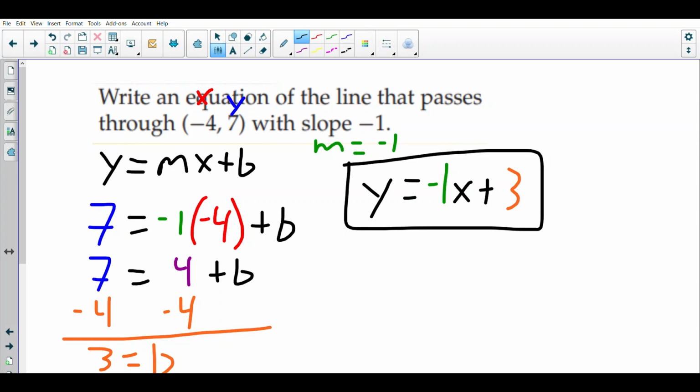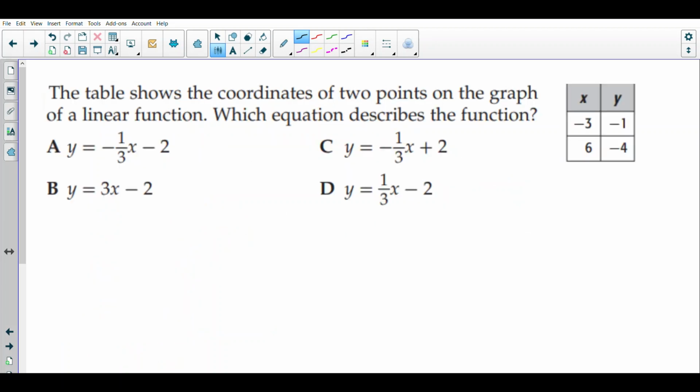But sometimes even life isn't that easy. Sometimes what they're going to do is give you 2 points. The table shows coordinates of 2 points on the graph of a linear function. Which equation describes the function? So let's go through it. First things first, we need the slope.